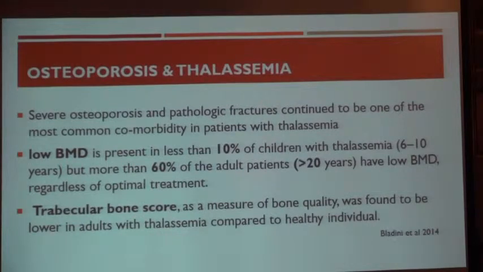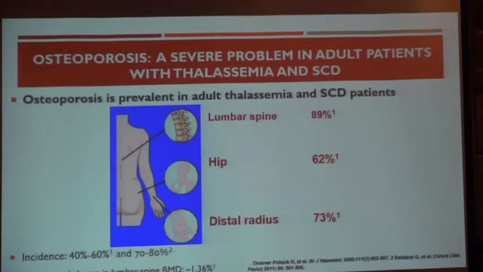In thalassemia, severe osteoporosis and pathological fracture continue to be one of the most common comorbidities. Low bone mineral density is present in less than 10% of children less than 10 years, but over 60% in patients over 20 years of age. This is a very big problem in adults.